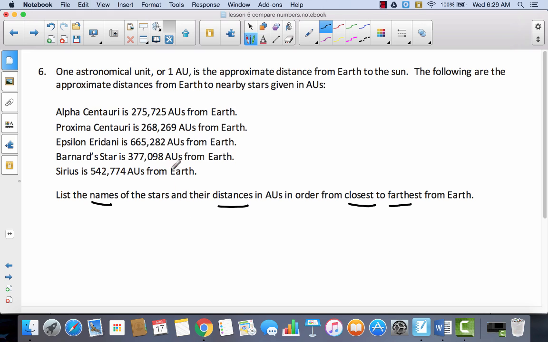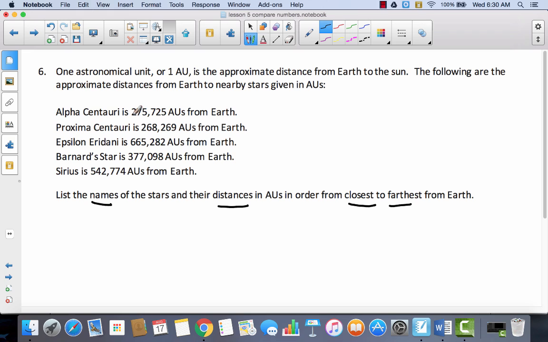So let's take a look at these numbers. The first thing I'm going to do is see what the largest place value is in each of these numbers. Well, the largest place value in this is hundred thousands. This number has hundred thousands. This number has hundred thousands. This number has hundred thousands. And this number has hundred thousands. So we're going to begin by looking at the first digit of each number. I'm looking for closest to the Earth. That means it's going to be the smallest number, the least distance away from Earth.